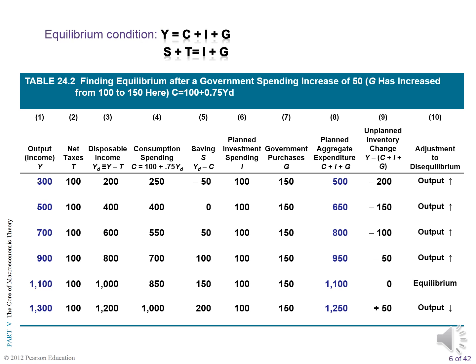Now saving. We agreed that saving is disposable income minus consumption. So 200 minus 250 is negative 50. 400 minus 400 is 0, and so on.